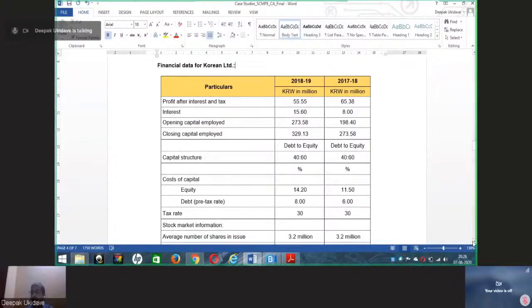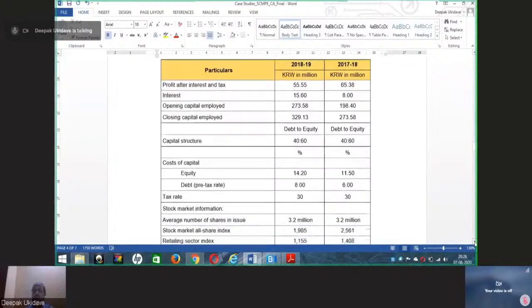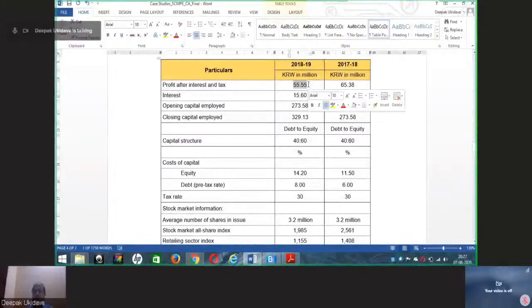Profit after interest and tax. I will just show you the increase or decrease. Profit after interest and tax has gone down. You can see from 65.38, it has gone down to 55.55. That is something which is a negative sign, you must say, because profit has reduced during the year. But of course, we don't look at profit figure in isolation. We look at certain ratios. That is profit vis-a-vis something. Then we have interest. Interest burden has increased from 8 million to 15.60 million, nearly doubled, you can see. Opening capital employed has increased from 198 to 273 million. And even closing capital employed from 273 to 329.